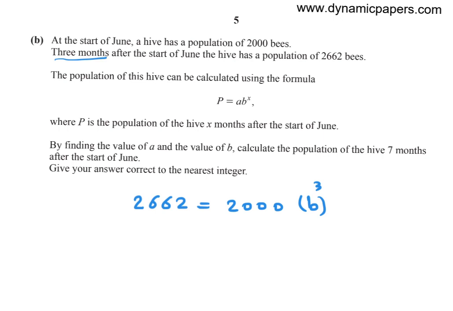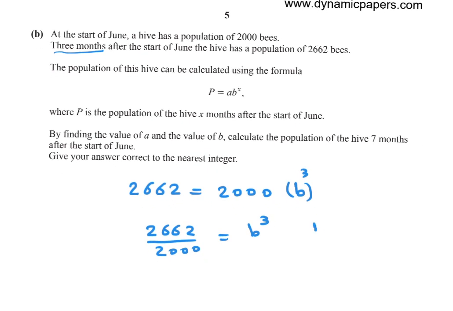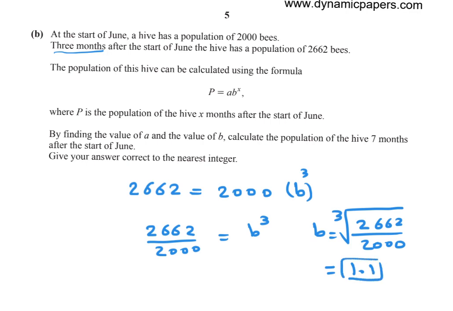Now we can find B. To find B, divide by 2,000, and then take the cube root. 2,662 divided by 2,000 equals B to the power 3. Now to find B, cube root of 2,662 divided by 2,000 equals 1.1. So B equals 1.1.